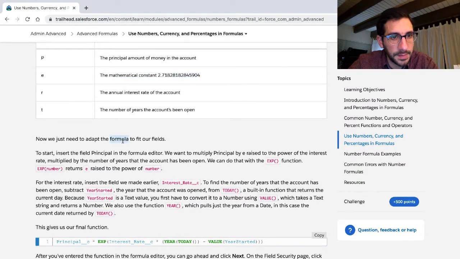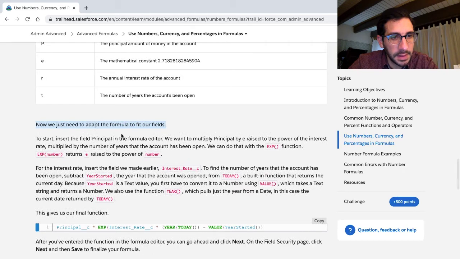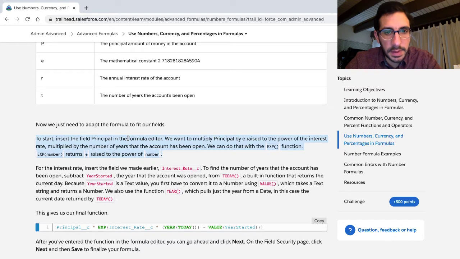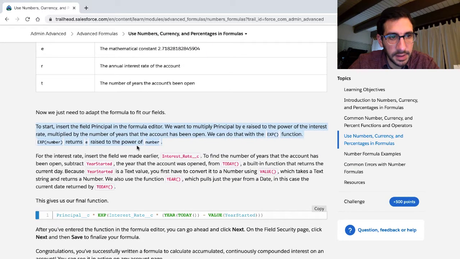Now we just need to adapt the formula to fit our fields. To start, insert the principal in the formula editor. We want to multiply principal by E raised to the power of the interest rate times the number of years the account's been open. We can do that with the Exp function. Exp number returns E raised to the power of number.